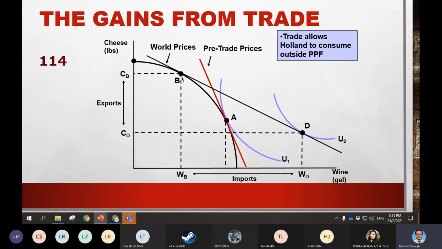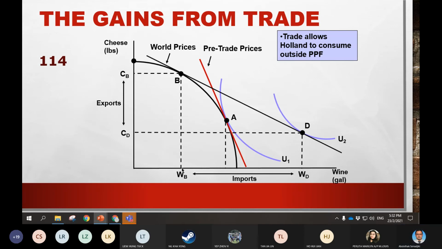So you can see this is the PPF before trade. In order to maximize efficiency, it must produce at A. But now it can maximize efficiency and consume beyond the PPF. Therefore, what does Holland do? Since Holland produces only WB, but has the possibility to consume WD, it will import WD minus WB.